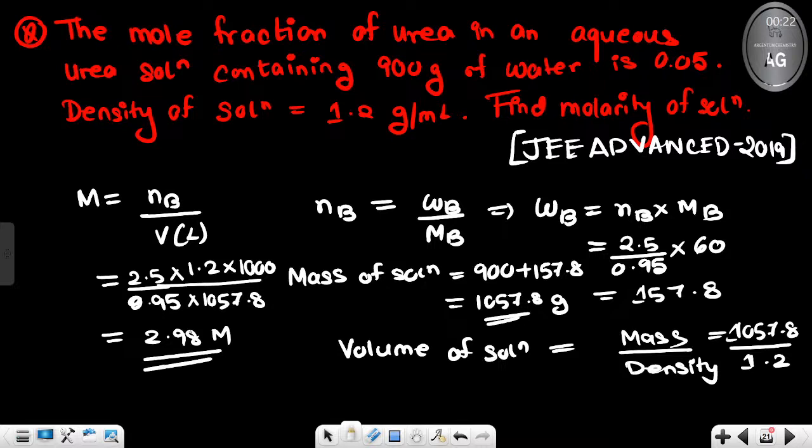দেখে নিই একবার, 2.5 into 1.2 into 1000 divided by 0.95 into 1057.8. 2.98. So answer will be 2.98 molar.